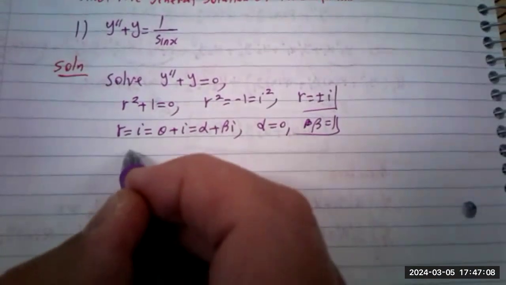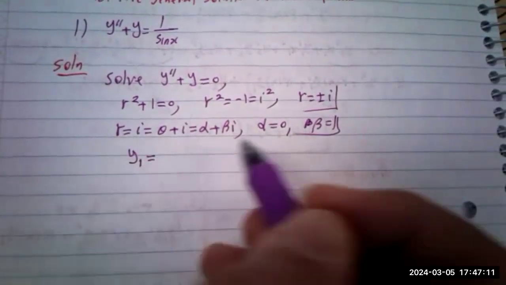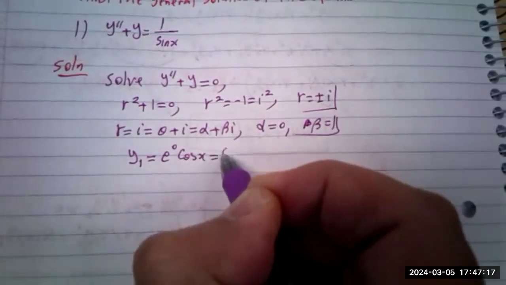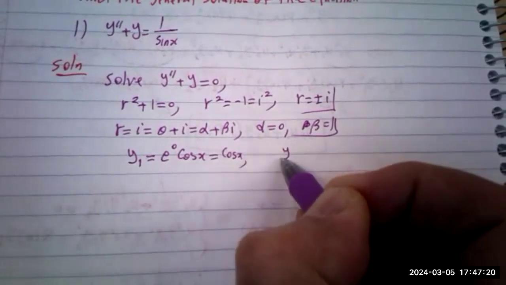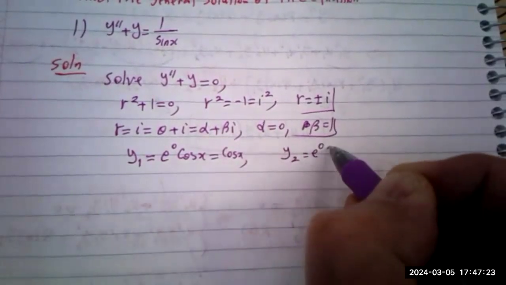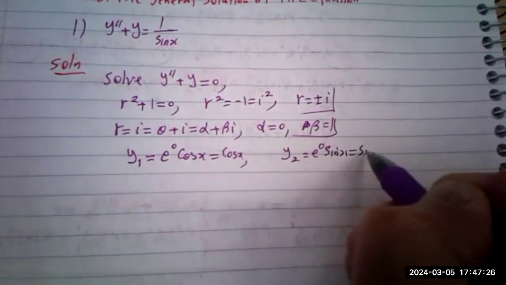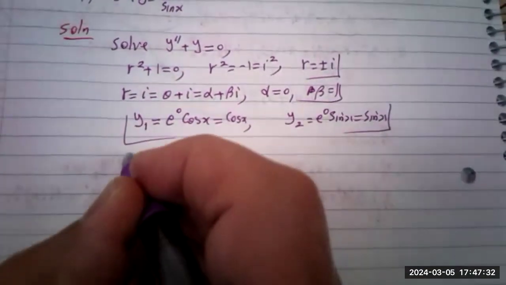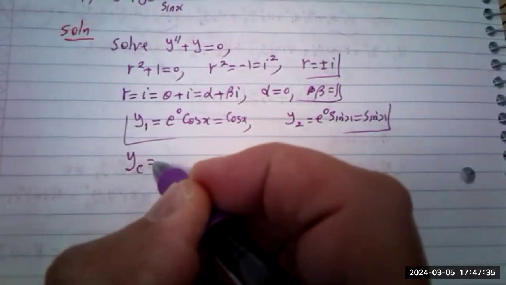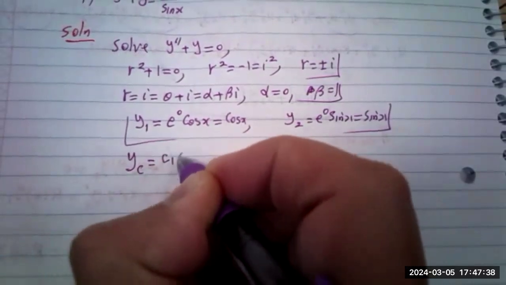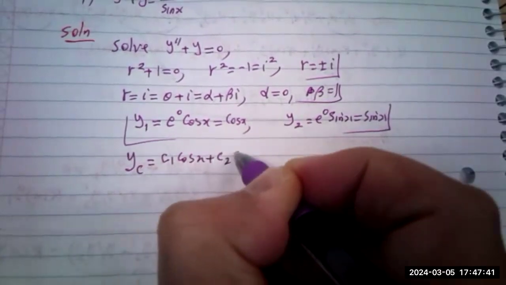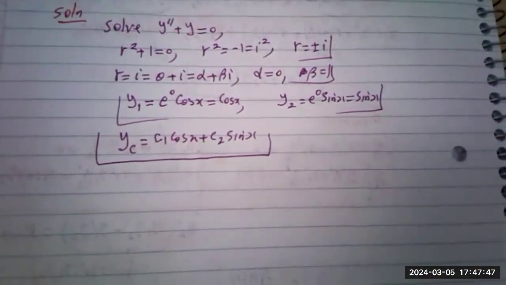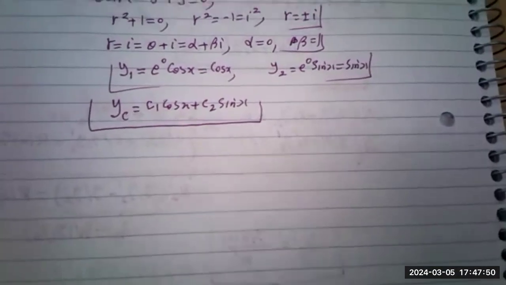So the corresponding solutions are y1 is e to the 0 cosine of x, which is just cosine of x, and y2 would be e to the 0 sine of x, which is sine of x. So it's going to be y1 and y2, and you declare the yc. Yc is going to be c1 cosine of x plus c2 sine of x. This is your solution to the homogeneous one.